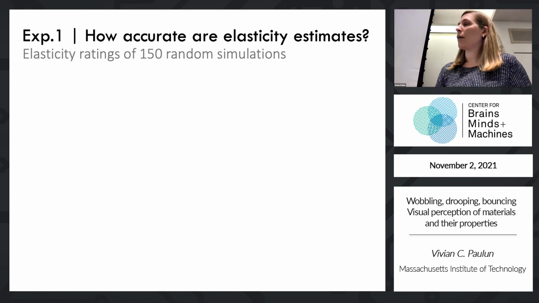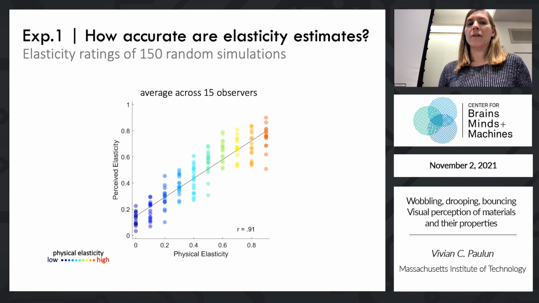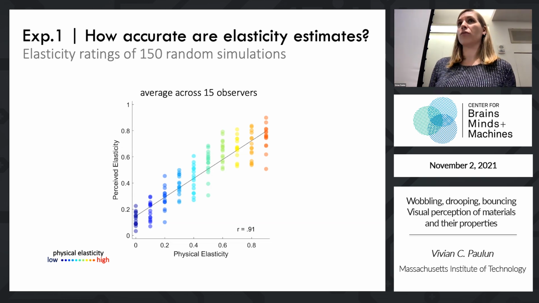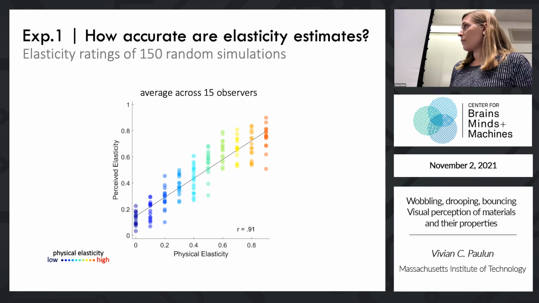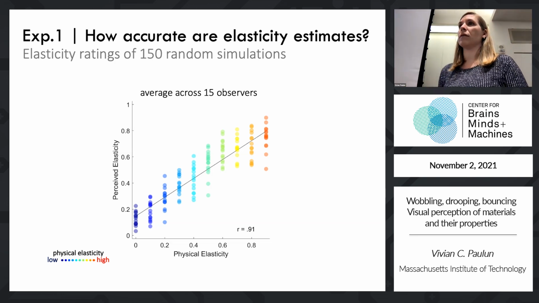Okay, so here I'm going to plot the results of this first experiment, perceived elasticity as a function of the physical elasticity. Here's the average of 15 observers. Each dot corresponds to one simulation, and the color indicates the physical elasticity. And you can make 2 different observations here. The first one is that observers are quite good at this task, as you can see in the upward trend and the high correlation between the two. So the estimates increase systematically with physical elasticity.